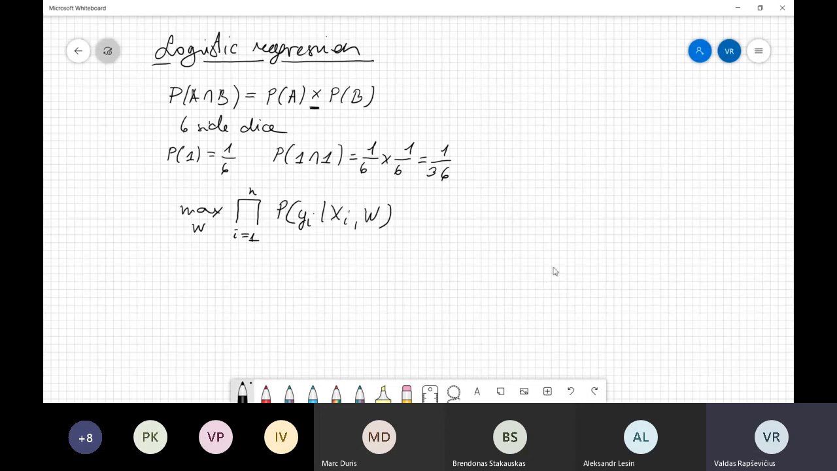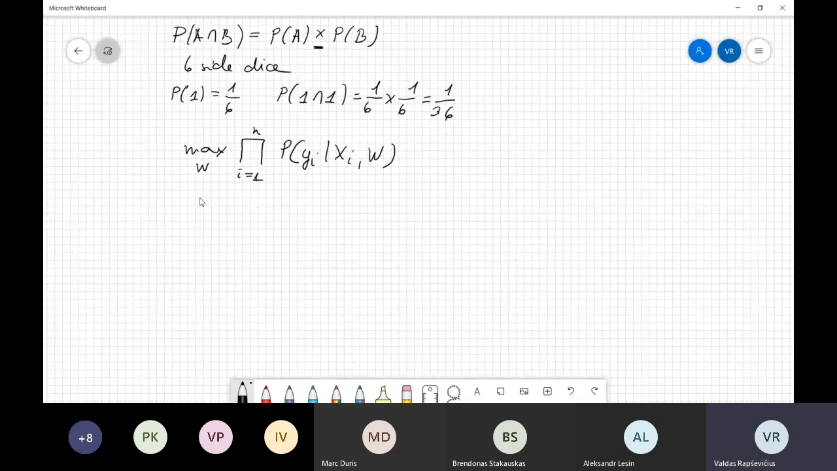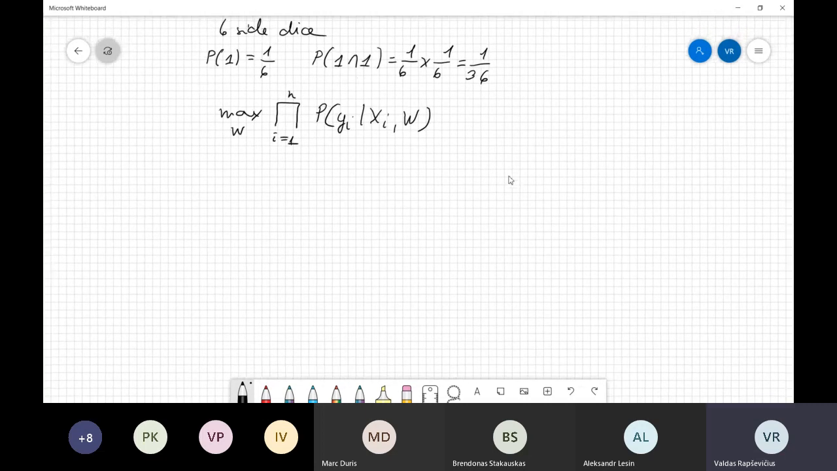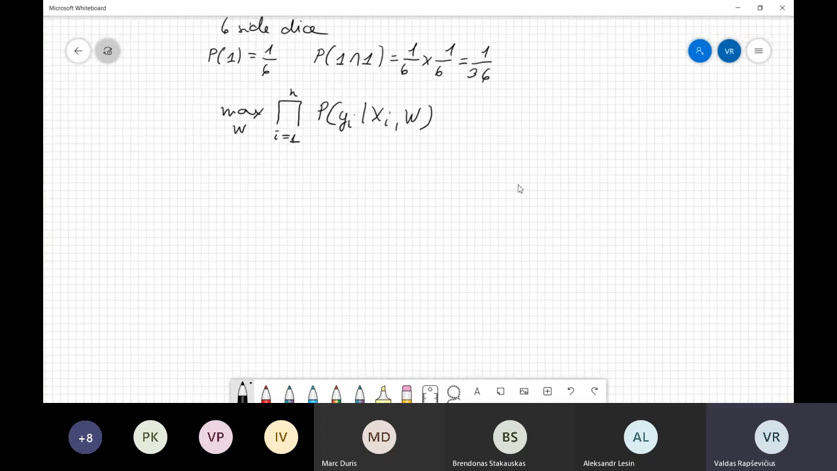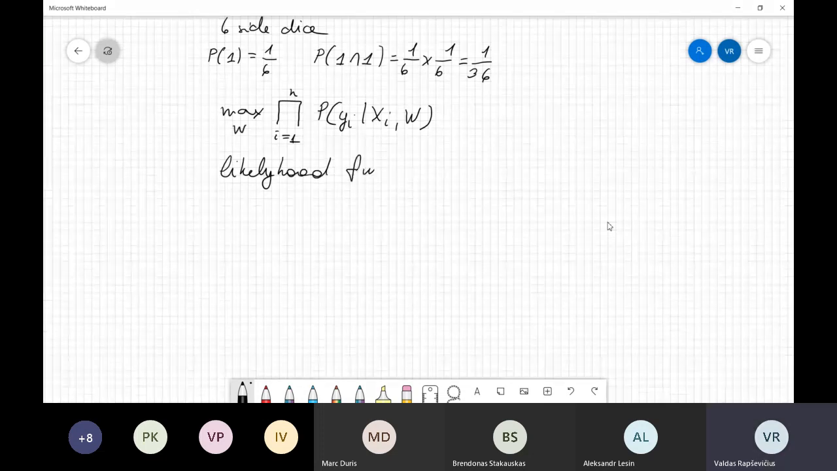So once we find a solution for this equation, then we can tell that we have found some optimal value, right? So basically, this is what we will be looking at mostly. This kind of equation is called the likelihood function.